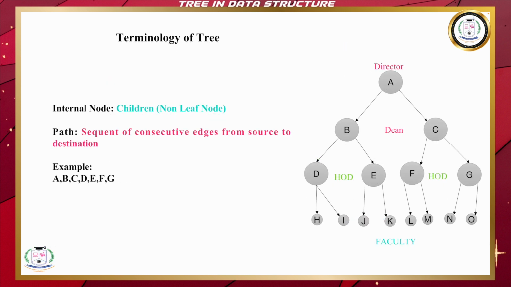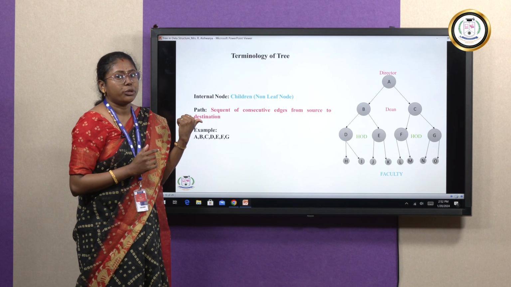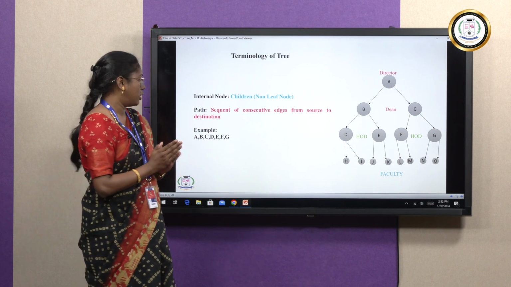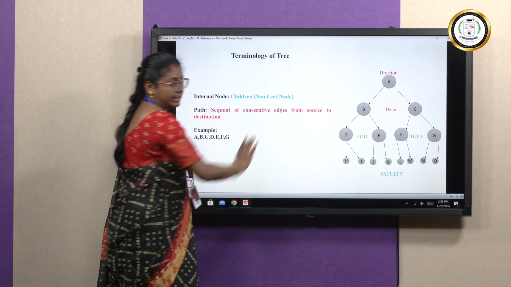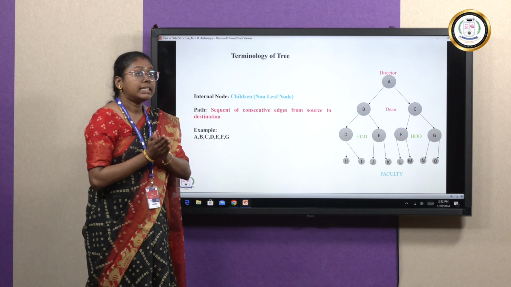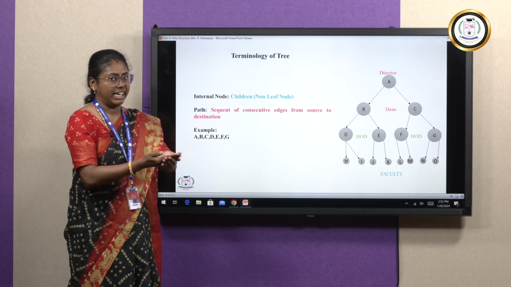So the next one, internal node. An internal node is a non-leaf node, meaning it contains children. Previously I told you about nodes that do not contain children; now, nodes that contain children. From this example tree, the internal nodes are A, B, C, D, E, F, G, because all of them have children. They are considered non-leaf nodes. The other name for an external node is a leaf node, because it does not have any children.